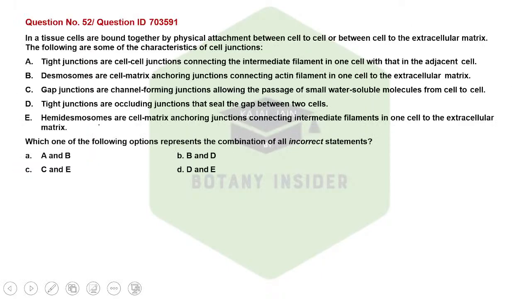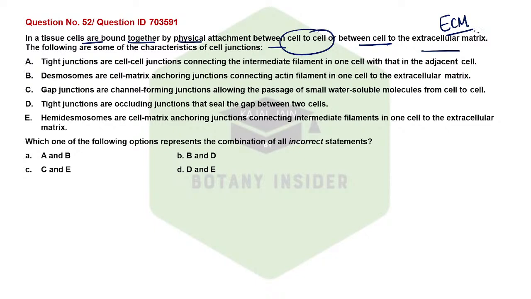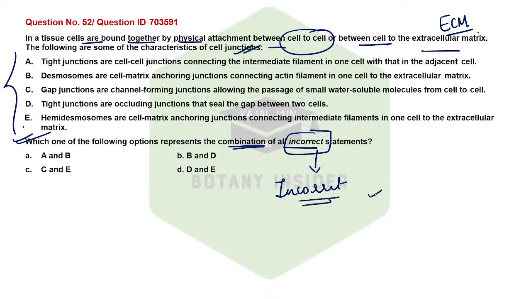Let's do one more. This is the next question for you all. In the tissue, cells are bound together by physical attachment between cell to cell or between the cell to the ECM, extracellular matrix. The following are some of the characteristics of the cell junctions. Five options are there with you. You need to find out which of the following options represents the combination of incorrect statements. Remember to concentrate on whether you need to find the correct statement or the incorrect one in the main examination as well. Otherwise, you tend to make mistakes at such points.